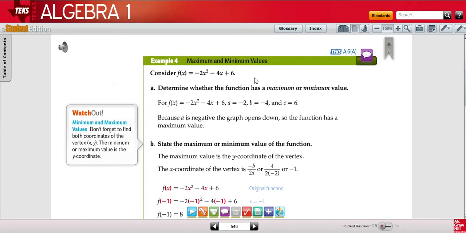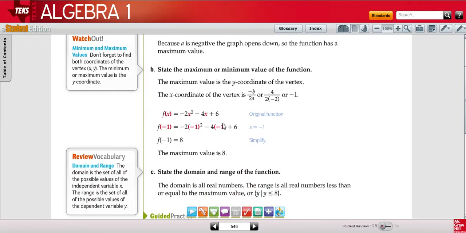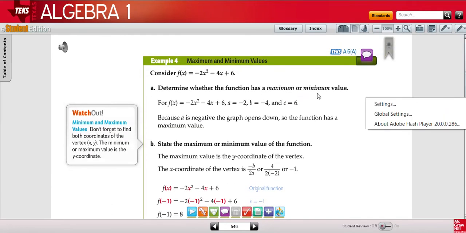Example 4. Yes, I want you to copy down example 4, A and B and C into your Cornell notes. So example 4, we're going to be looking at the maximum and minimum values. And here, be careful, it says maximum and minimum values. Don't forget to find both coordinates of the vertex. The minimum or maximum value is the y coordinate. So before we learned that the x coordinate is the axis of symmetry, the y coordinate is going to be your minimum or your maximum value. So the vertex tells you two important things about your quadratic. So let's take a look at the example.